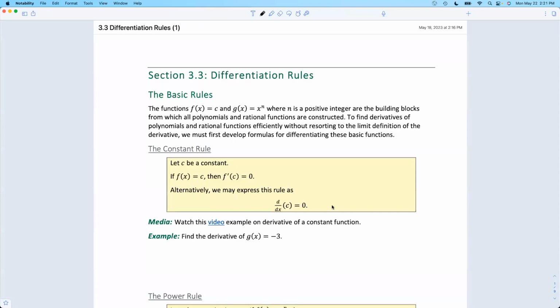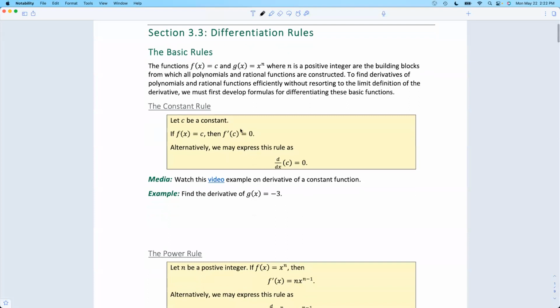Okay, let's talk about our basic rules for taking derivatives. We're not going to prove any of these rules. The proofs are out there. Up until this point, to take a derivative, we've done the difference quotient: limit as h approaches 0, f of x plus h minus f of x all over h. Now we're going to have these rules that we can use from now on, and we won't have to use the definition, at least not very often.